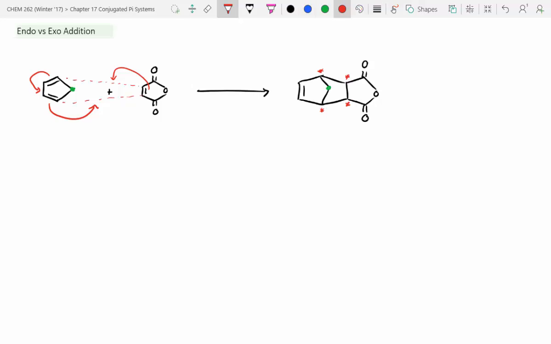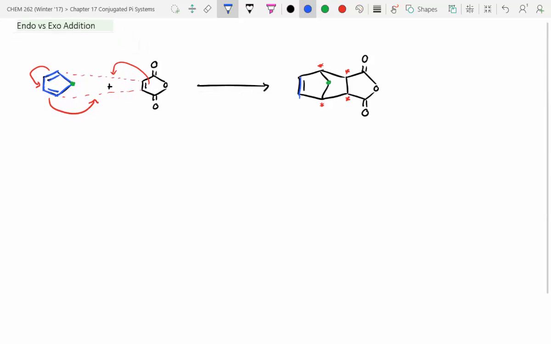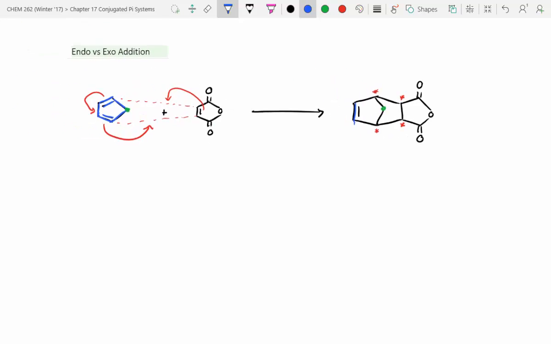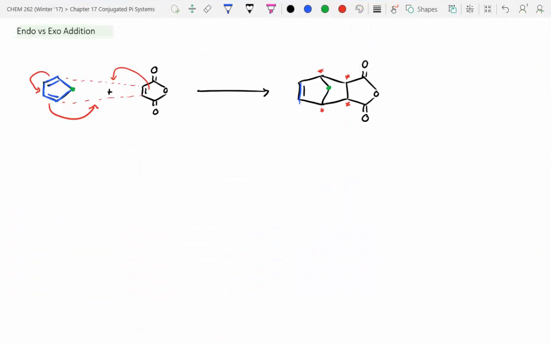Here, let's kind of color code things. So I'm going to color code my diene with the blue here. It's just going to be one of those days. So this is our diene that I've got highlighted in blue. And then we've formed this sigma bond and this sigma bond. Can you guys see that?